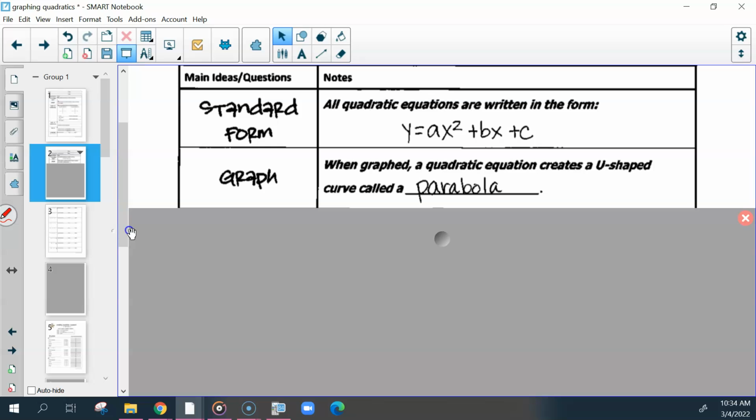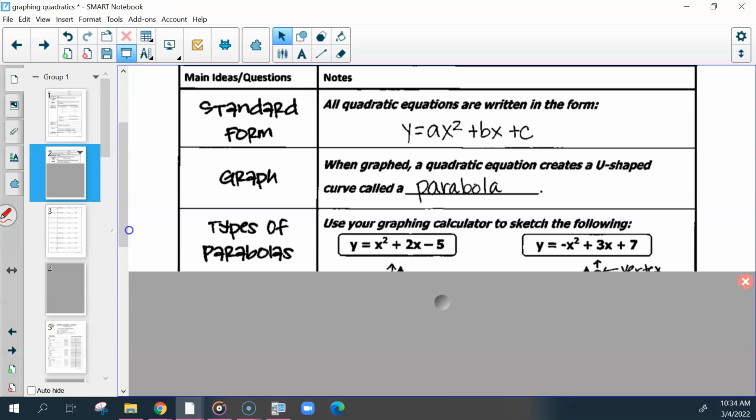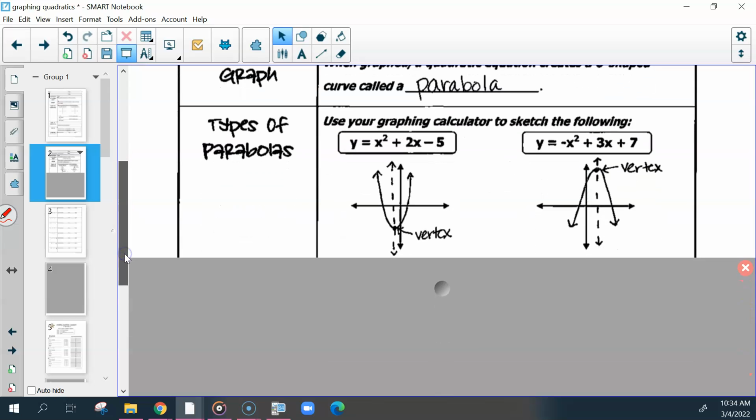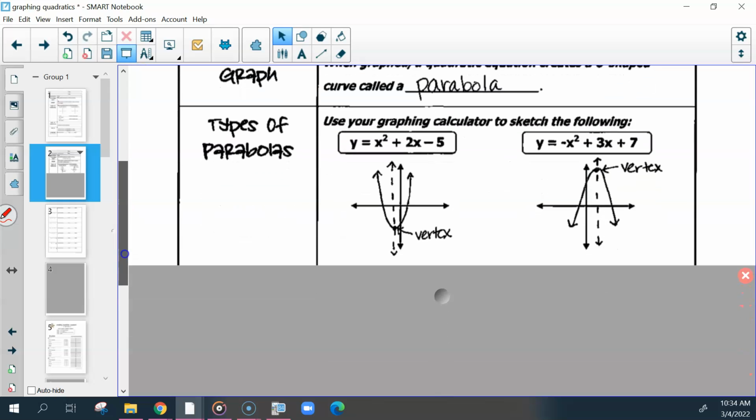When we graph quadratics, it will create a U-shaped curve called a parabola. So anytime you hear or see that word, parabola, U-shape, quadratic, they all go together. Really quickly, draw a rough sketch of these two. It does not have to be perfect. We'll talk more about what a vertex is here in a bit, and the line that's going through it.